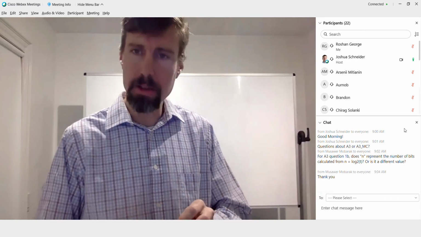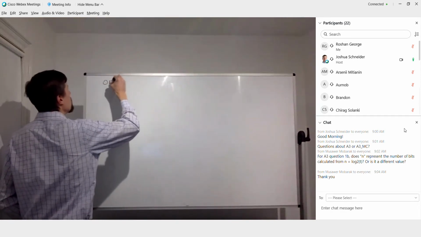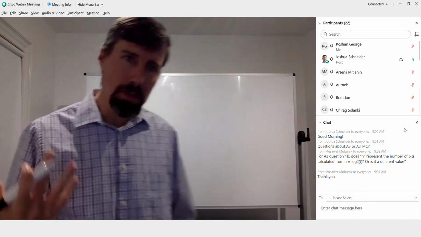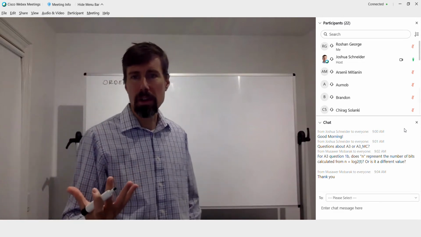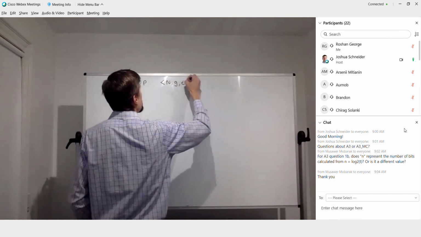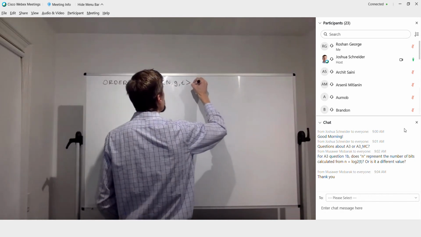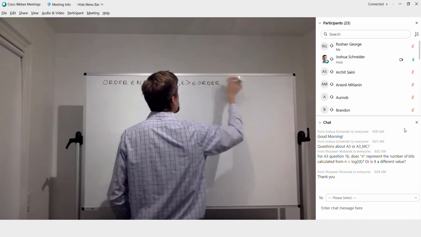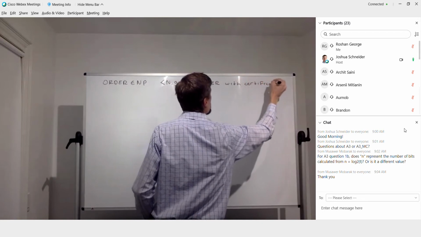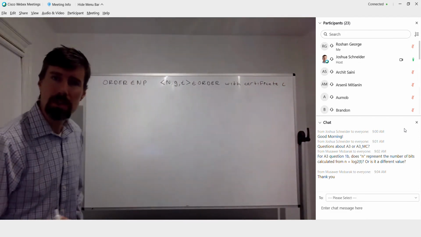Okay, good. If you recall for order, we showed that order is an NP problem. The idea is we present a certificate that actually gives the factorization of that exponent t. So we have n, g, t. Given the modulus, base, and exponent, we can show that this is in order with the certificate C, and C is going to be the factorization of T.